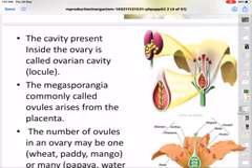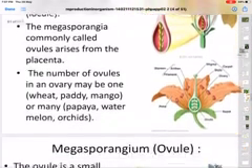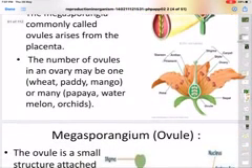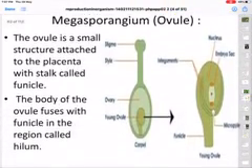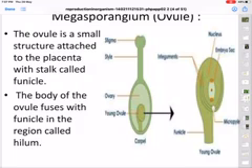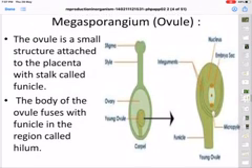The megasporangia, commonly called ovules, arise from the placenta. Placenta is again a tube. The number of ovules in the ovary may be 1 like in wheat, paddy, mango, or many like in papaya, watermelon, orchids. Now let's see the megasporangium, or the ovule, the structure of ovule.